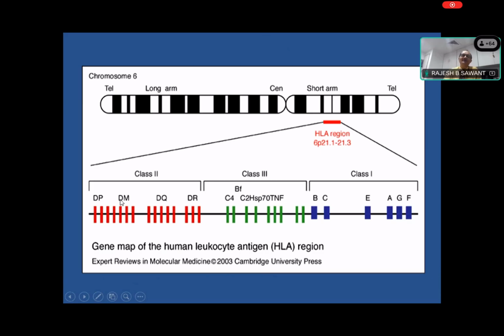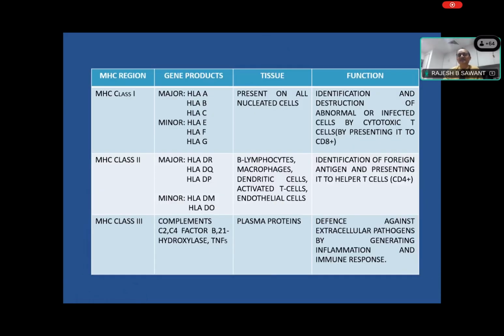Of course, there is class 3 and various other HLA about which we can read in our textbooks, but currently what we will do, as is shown in this table, is try and understand the most important, clinically important class 1 and class 2 HLA. As I said, the gene products, say class 1 has got major, that is HLA A, B and C, and minor gene products like E, F and G. Okay, these are all present on nucleated cells and their function is identification and destruction of abnormal or infected cells by cytotoxic T cell mechanism by presenting it to CD8 positive cells, right?